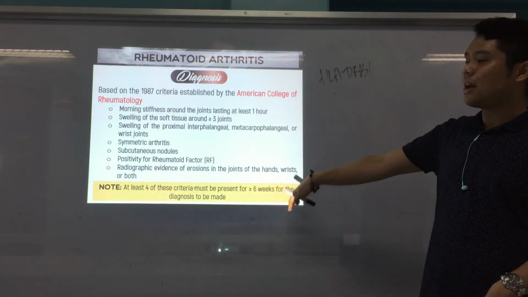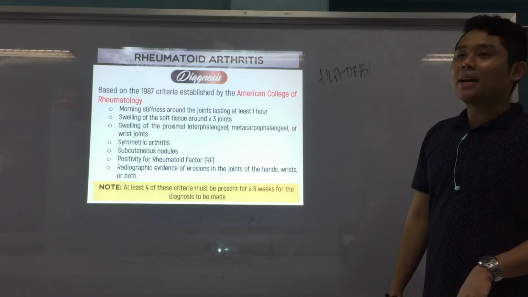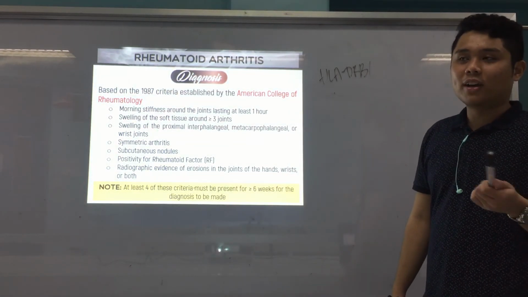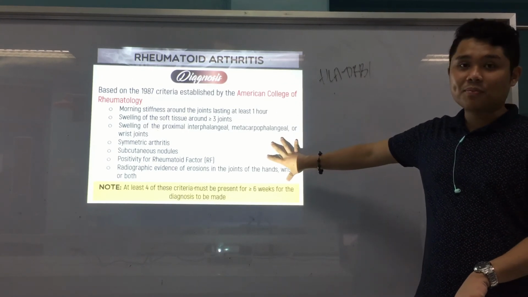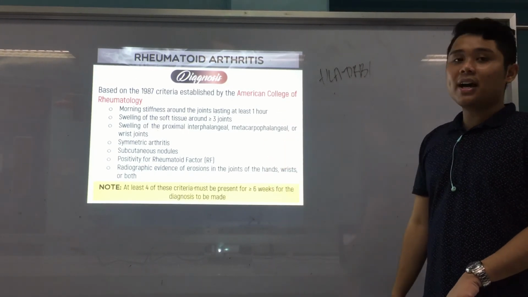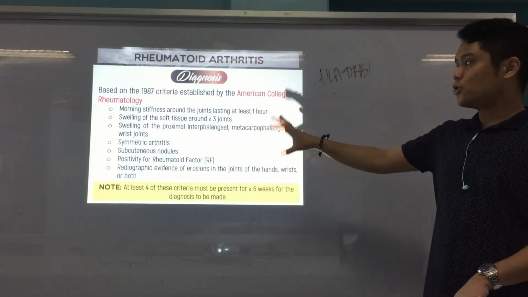Okay, now you may be wondering, sir, wala pa lagi anti-CCP diri. It's because 1987 pa man siya. So I think wala pa na-discover ang anti-CCP dito. Okay, so it's quite recent ang anti-CCP. So wala ko naka-search if na-change ani. Alright, but this is the criteria established by the American College of Rheumatology for the diagnosis of your RA.